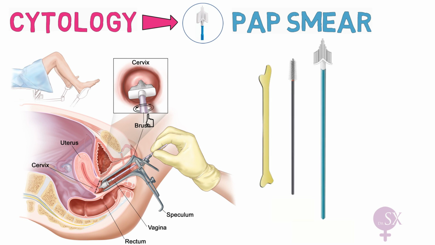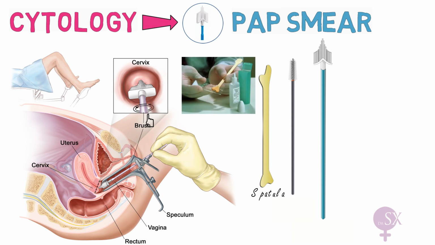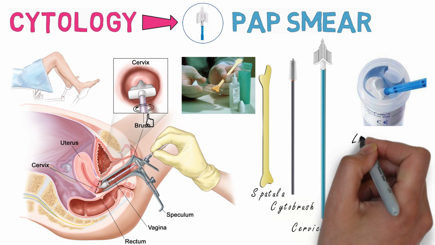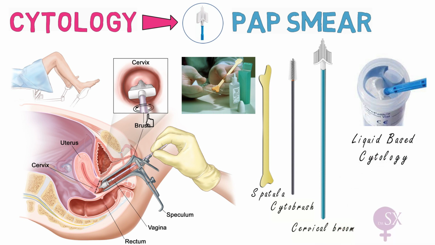Now, there are different sampling devices which may be used. So here we've got a spatula, which is not so commonly used nowadays. From the spatula, the cells were transferred directly onto a microscopy slide. Then we have the cytobrush and cervical broom. Both of these samplers are rinsed into a cell suspension, or in the case of the cervical broom, the head is completely detached into the container. And this is referred to as liquid-based cytology.